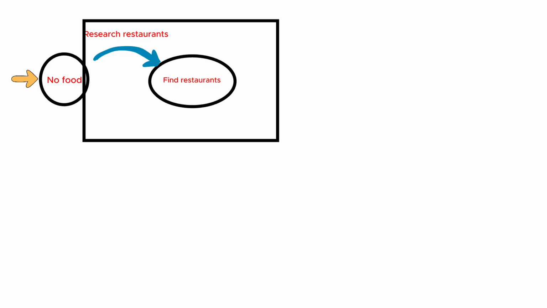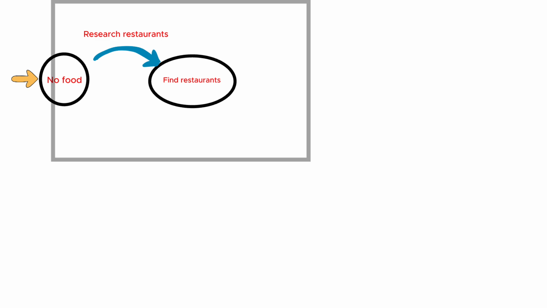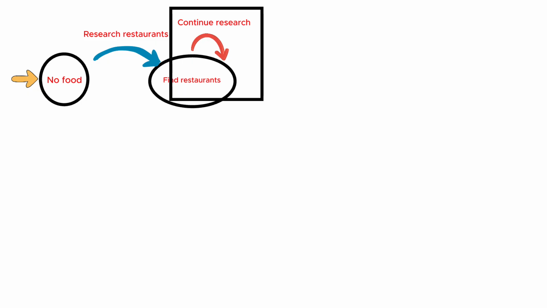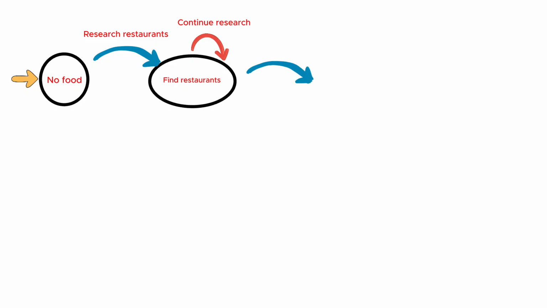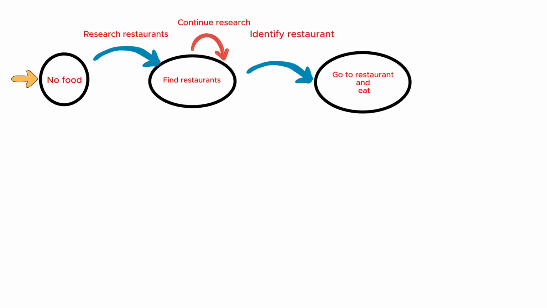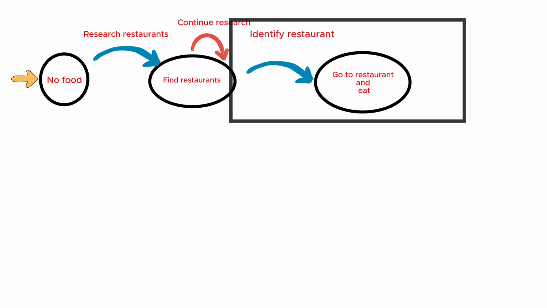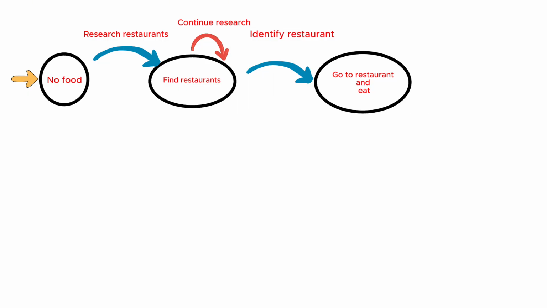As you can see, this added a new state and a new transition. We can continue researching until we identify a good restaurant. This is indicated by the loop on the find restaurant state. Once we identify a good restaurant, we can go to that restaurant and eat food. This is represented by a new state and a new transition. As you can see, it's an accept state represented by the double circles. This indicates that we have reached our goal.